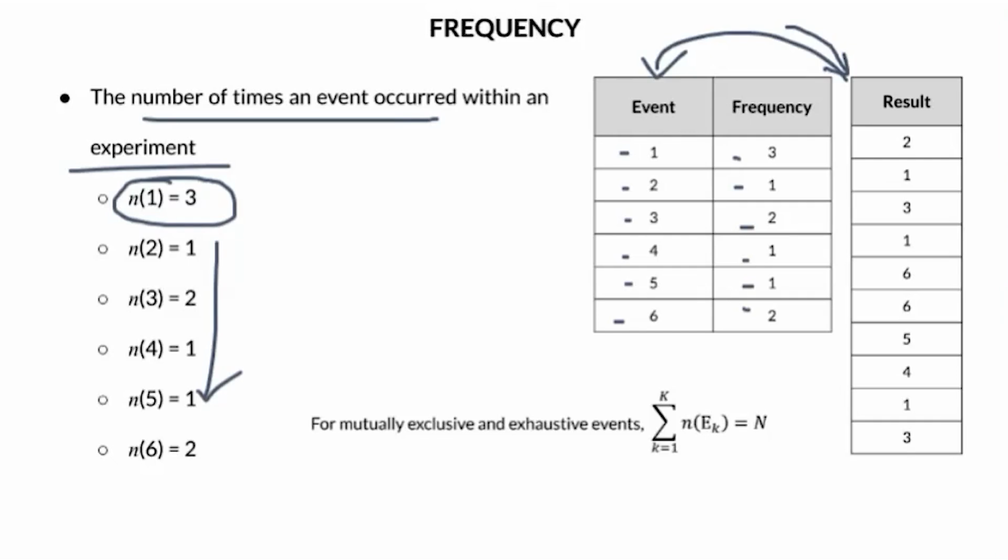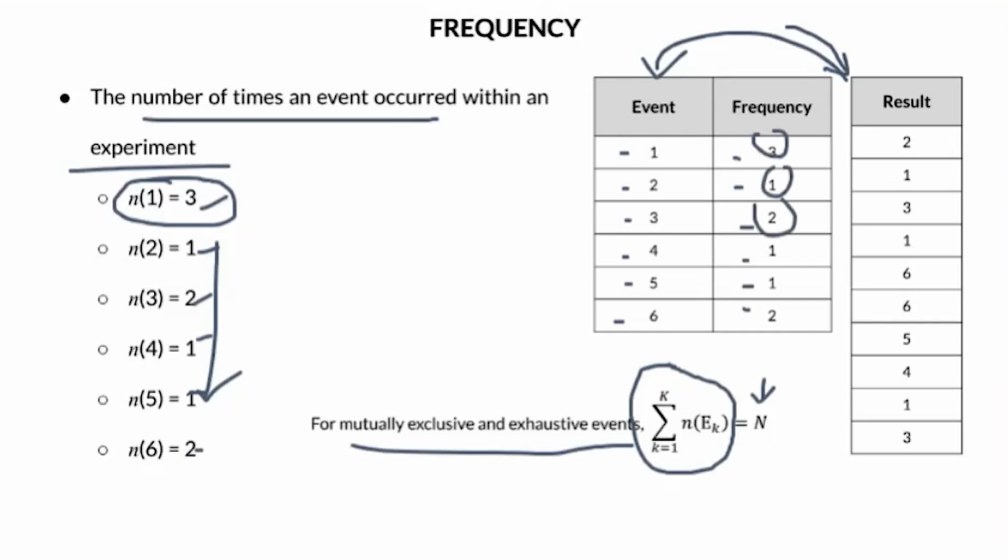Simple. For mutually exclusive exhaustive events, the sum of the size of each event will be equal to the size of the experiment. This is also obvious. 3 plus 1 plus 2 plus 1 plus 1 plus 2 should be equal to 10. Because where did these numbers even come from? They came from you counting. You counted from the result, so you got these numbers.